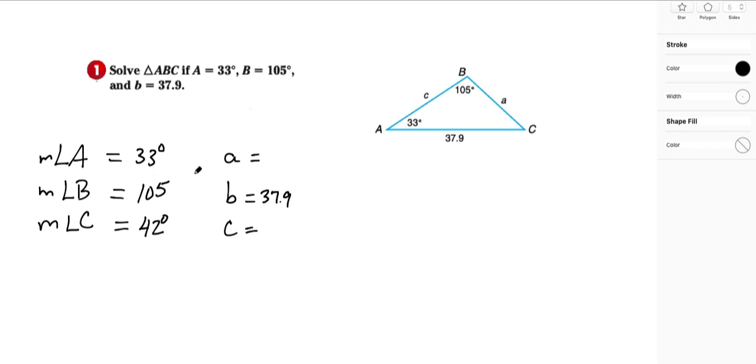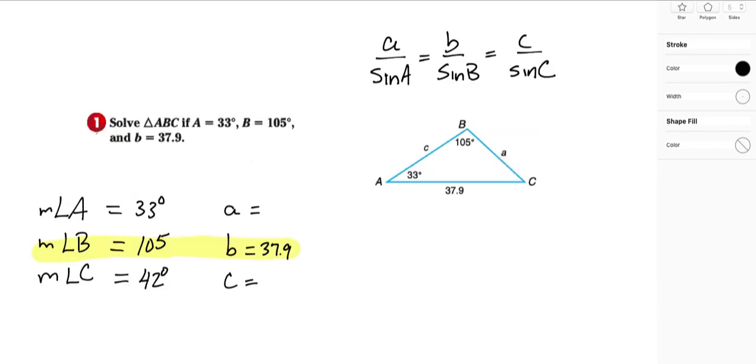Now we're going to get to the core of it. What we need to do is make sure, when we're dealing with the law of sines, and I'll write that down right here. So there we go with the law of sines.